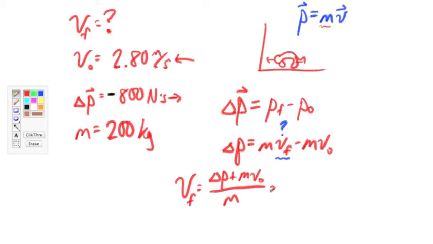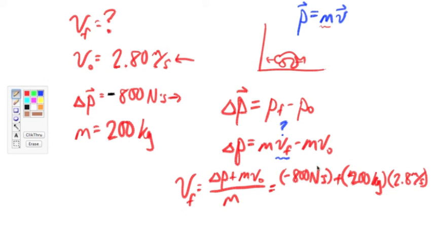And if I go ahead and put in the numbers, this is where getting that negative in there for the 800 is important. Negative 800 newton seconds plus our 200 kilograms times our v original of 2.8 meters per second. And there's that relationship again: newton seconds and kilogram meters per second are the same thing. And we have to divide that by our mass, our 200 kilograms.